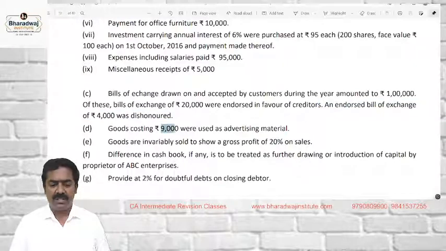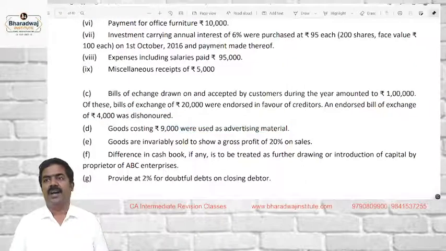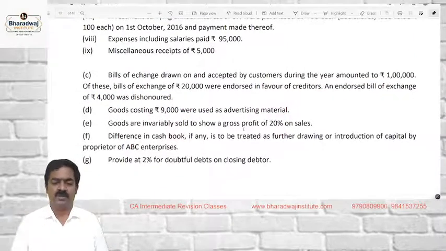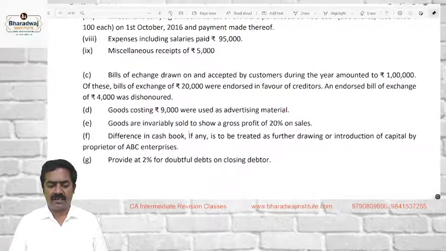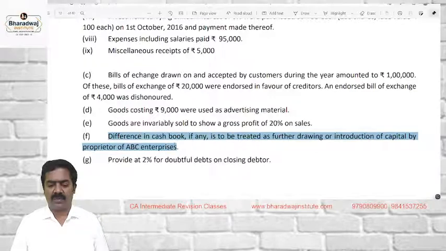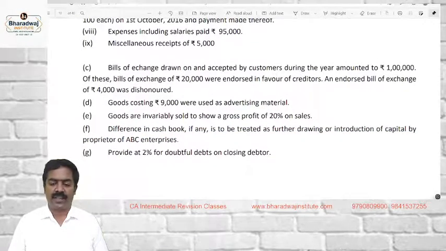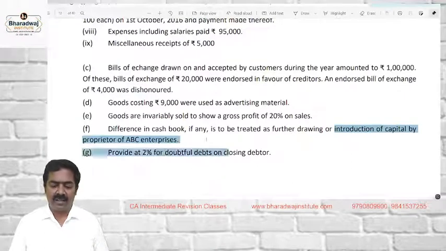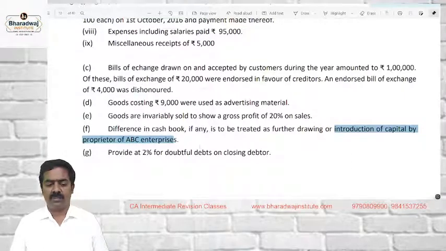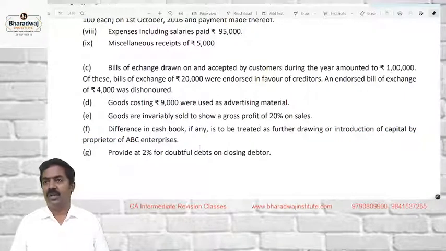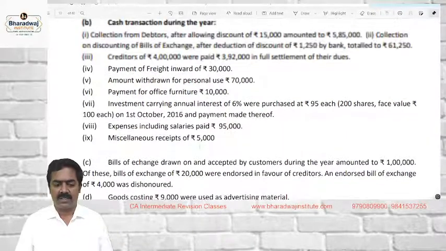Then goods costing 9,000 was used for advertising purpose. We will reduce it from purchases. Then gross profit on sales is given. Difference in cash book, if any, can be taken as what? Further drawing. Suppose if you find a surplus, you take it as what? Capital introduced, like that they have given. Provide 2% discount on what? Closing debtors balance is given to us.